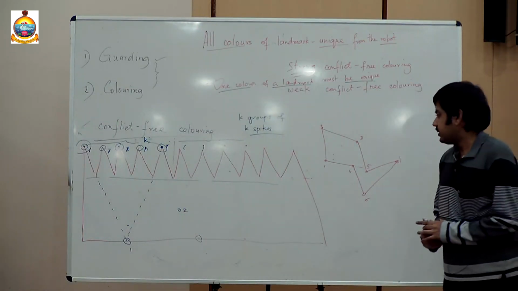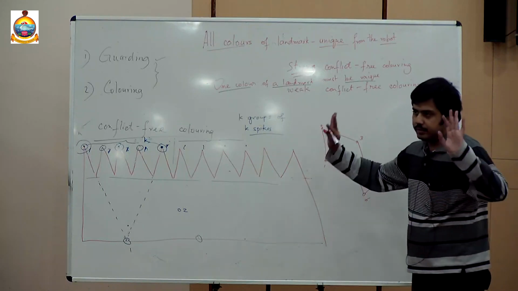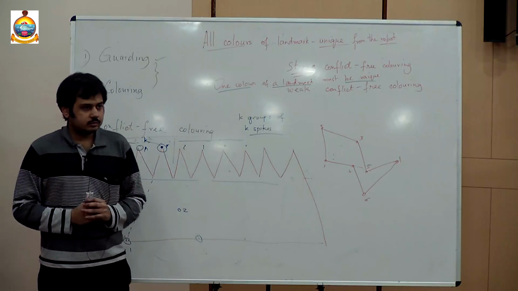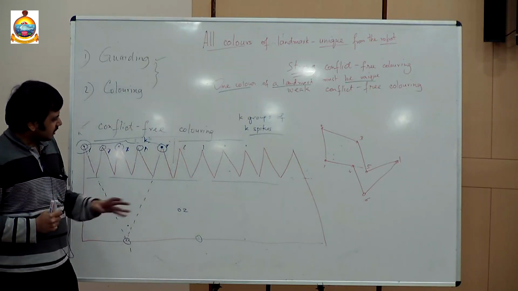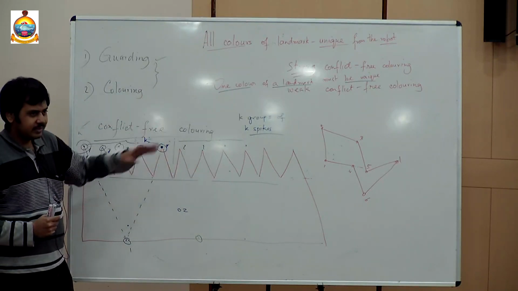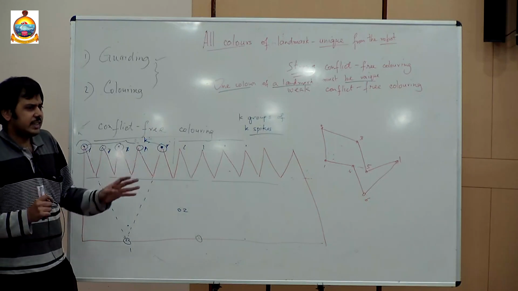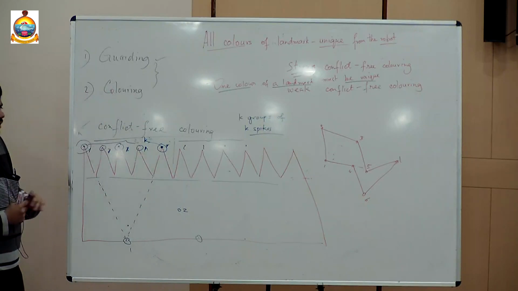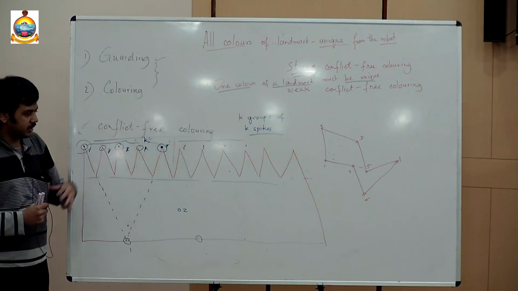But then the question is, for this polygon I have done it with 2 colors. What about a general polygon? Is there some polygon that needs more colors, or can we say that maybe not with 2? Is there some upper bound for polygons in general for weak conflict free coloring?